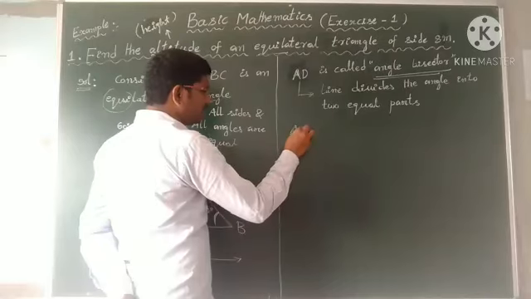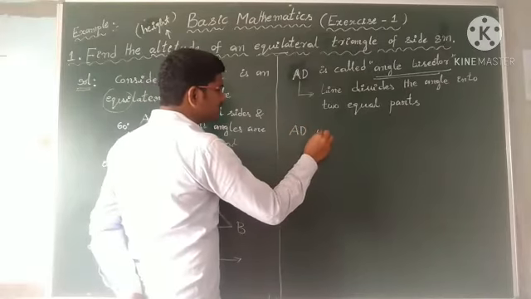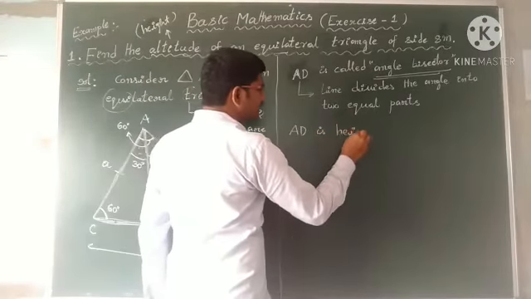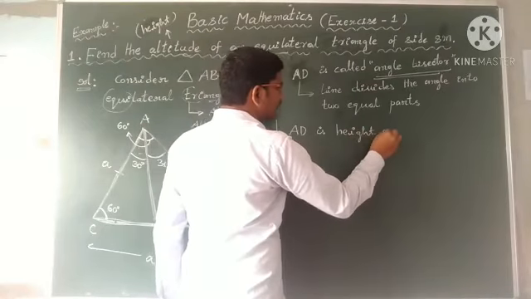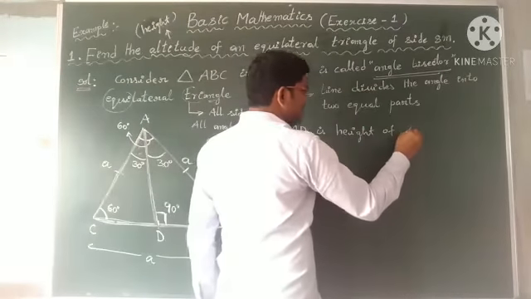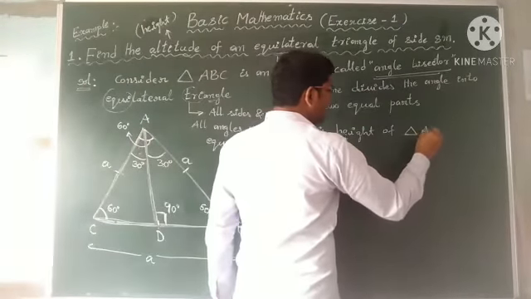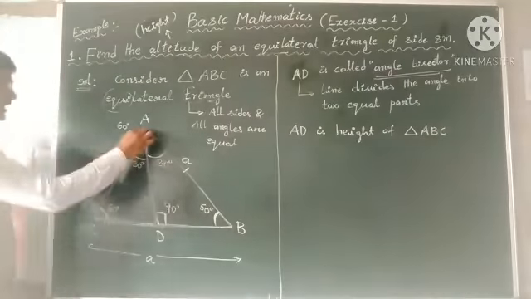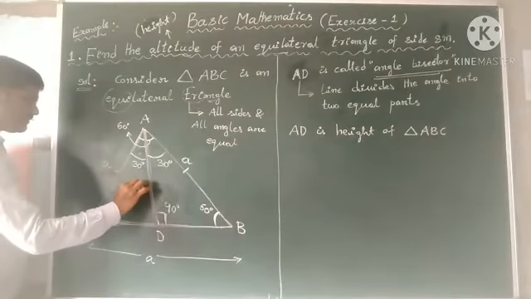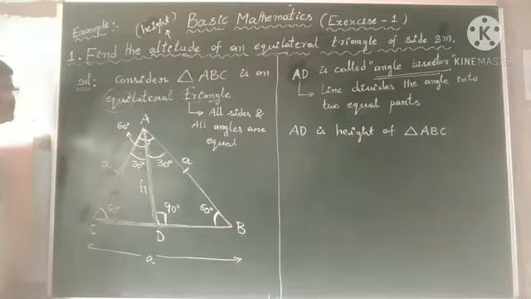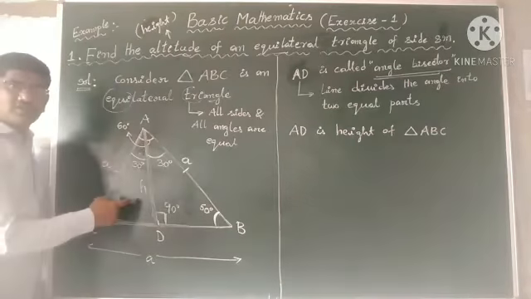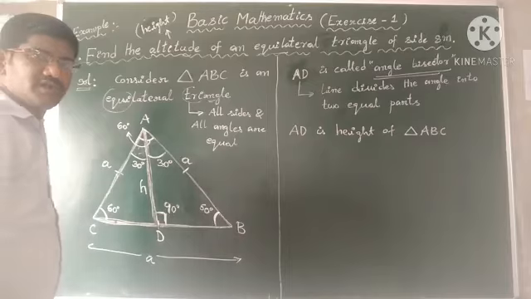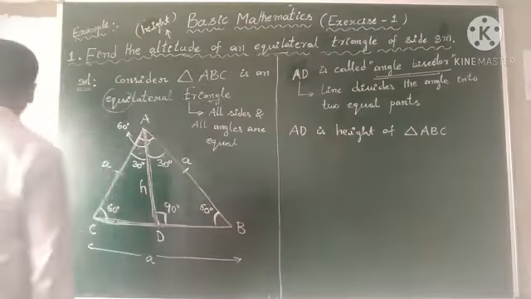AD is the height of the triangle ABC. Let it be H. Okay, now I want this height of the triangle, students.